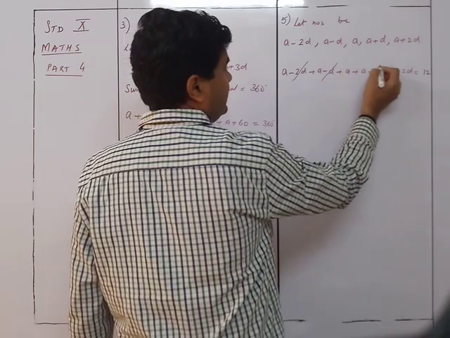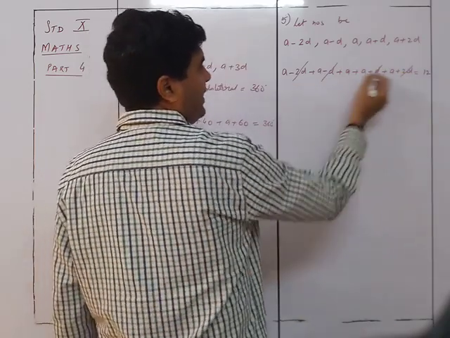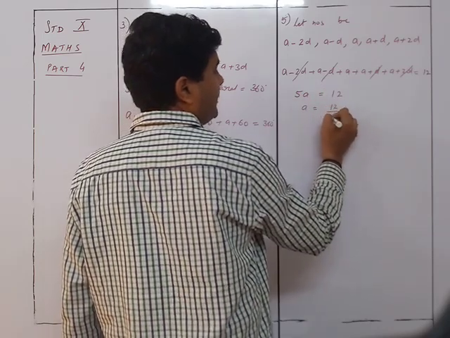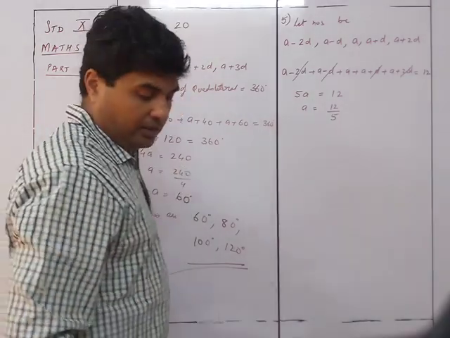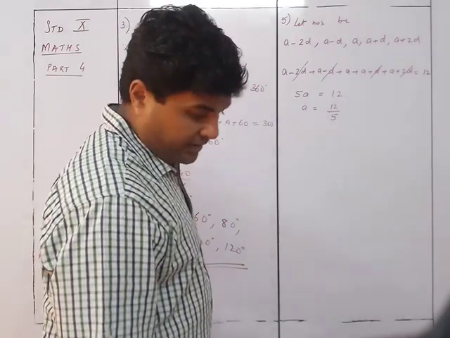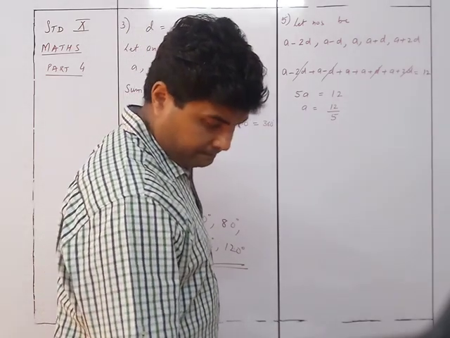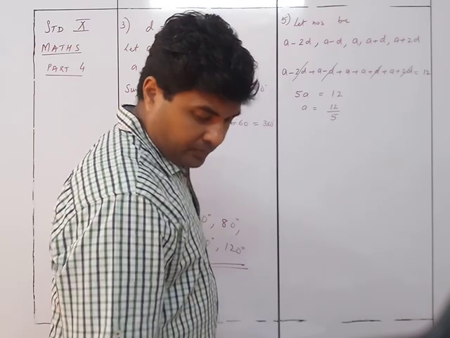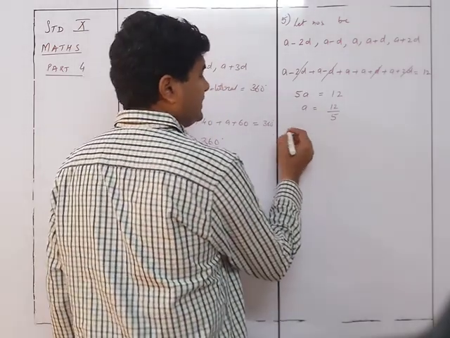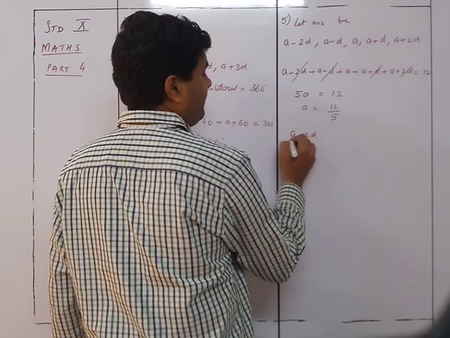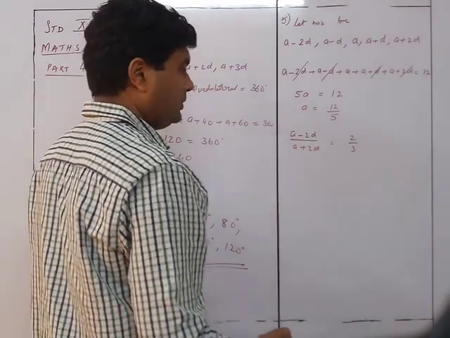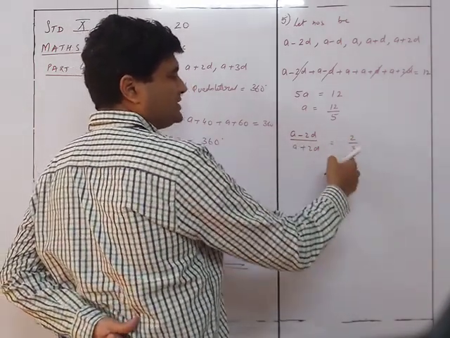So the 2D cancels, and the D cancels. So it is 5A is equal to 12. So A is equal to 12 upon 5. And the next thing they are given, the ratio of the first to the last term is 2:3. So the first term A minus 2D upon A plus 2D is equal to 2 upon 3. First we'll solve this and then put the value of A.